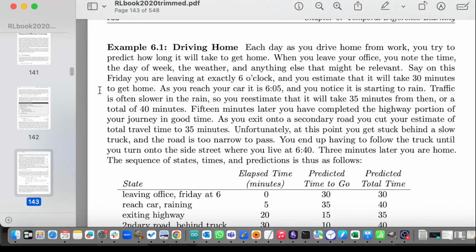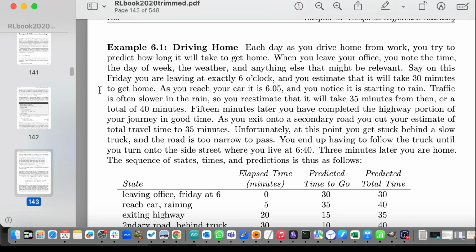Each day as you drive home from work, you try to predict how long it will take to get home. When you leave your office, you note the time, the day of the week, the weather, and anything else that might be relevant. Say on Friday, you are leaving at exactly 6 o'clock, and you estimate it will take 30 minutes to get home. As you reach your car, it's 6:05, and you notice it's starting to rain. Traffic is often slower, so you re-estimate that it will take 35 minutes, for a total of 40 minutes.